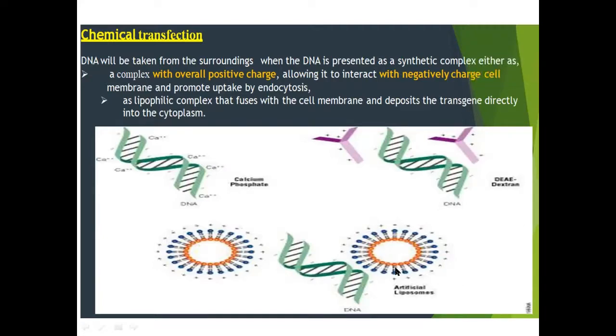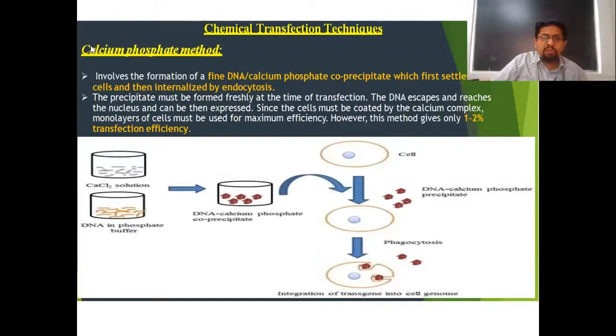Let us look at each of these methods. In the calcium phosphate or calcium chloride method, what will happen? First, you need to mix calcium chloride with DNA in phosphate buffer. That will lead to the formation of a calcium-DNA-calcium phosphate co-precipitate. Now, what will happen in your sugar phosphate backbone? You're going to have the negative charges, PO minus, O minus. That will start being stabilized by the divalent calcium ions, and of course, phosphate will also surround the divalent calcium ions. This results in DNA, calcium and phosphate forming a co-precipitate.